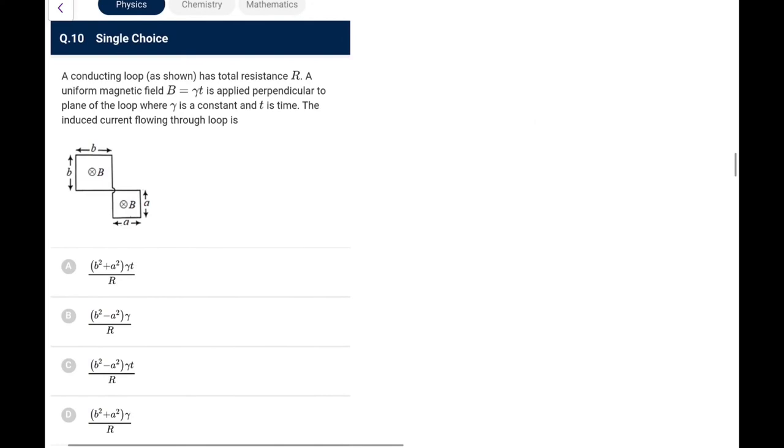Now going ahead. A connecting loop has total resistance R, uniform field B equal to gamma T is applied perpendicular to the plane of the loop, where gamma is a constant and T is time. The induced current flowing through the loop. First of all, you know this field is increasing, so it will have a tendency of anti-clockwise current. So this would be anti-clockwise, I should write it like this. But if it flows anti-clockwise here, it would be clockwise here.